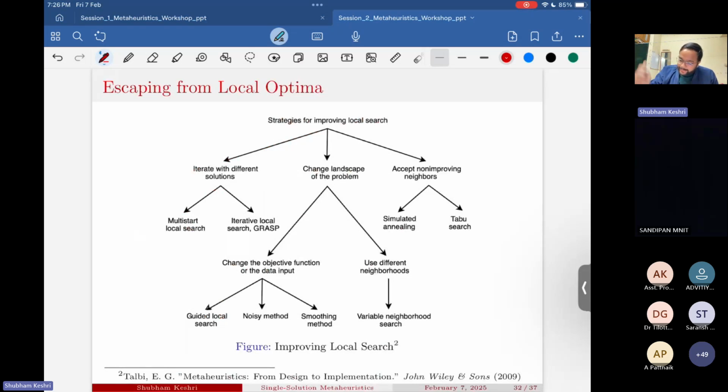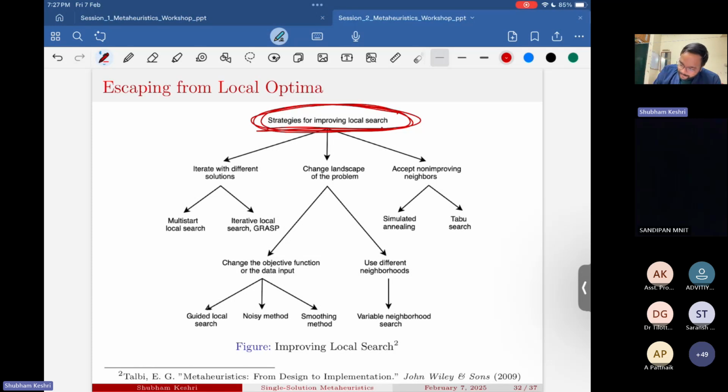So before going there, strategies of improving local search. You see, local search has a tendency of getting stuck in local optima. It is highly dependent upon the initial solution. The initial solution governs where the local search will converge, right? So there are many strategies of improving local search.